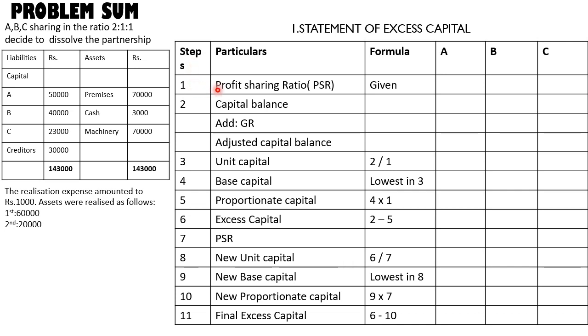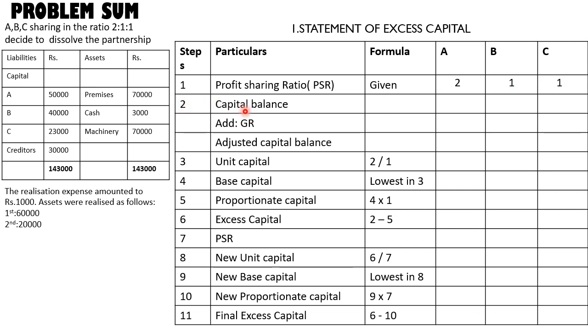Step number 1 states PSR, or profit sharing ratio. The formula states it will be given, so we'll look into the question. We have been given the ratio as 2:1:1. So we'll note down 2:1:1. Step number 1 was PSR that we have noted.